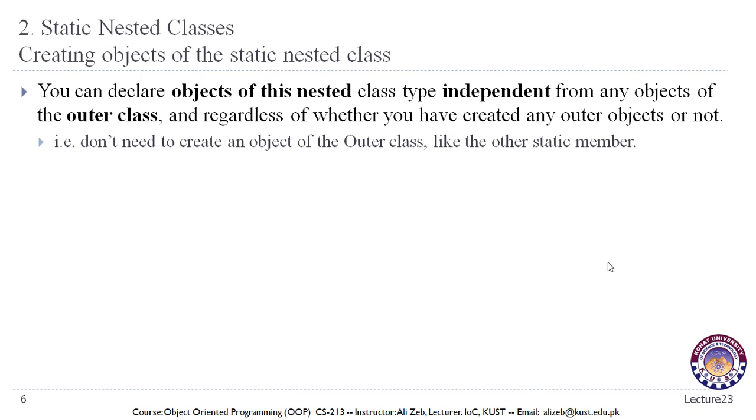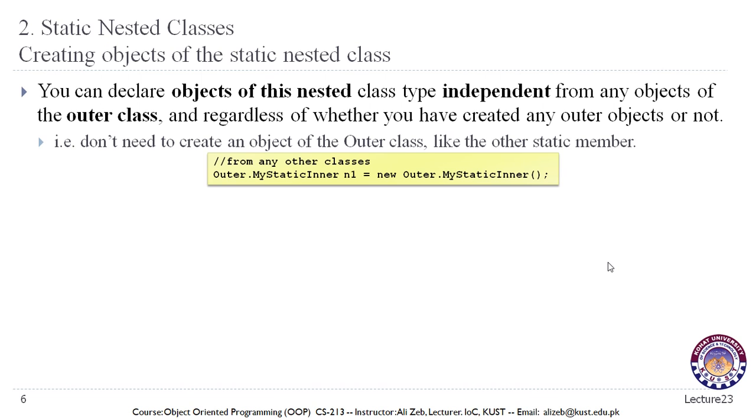So as we do not need to create an object of the class to access any static member of the class, similarly we do not need to create an object of the outer class to access or create objects for the static nested class.